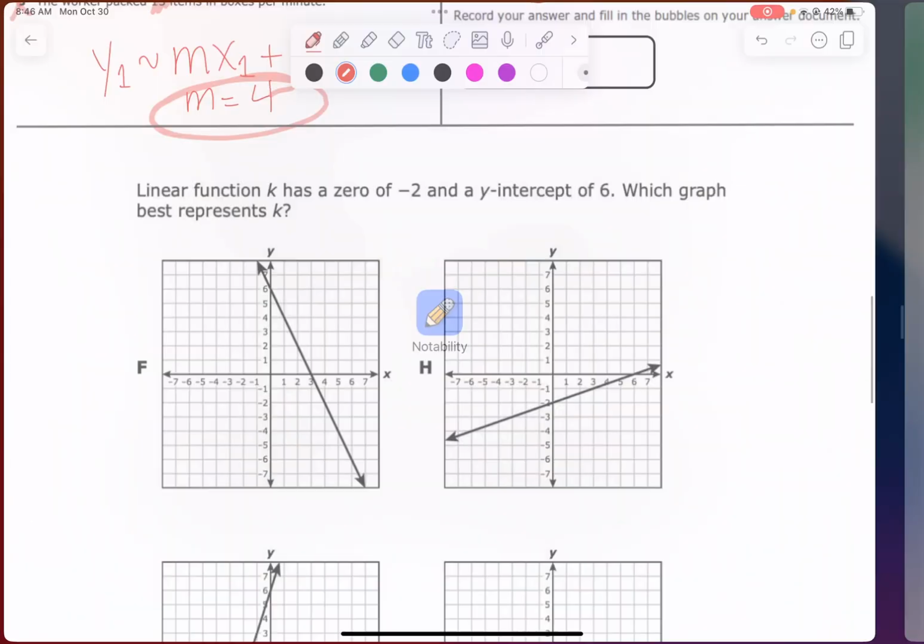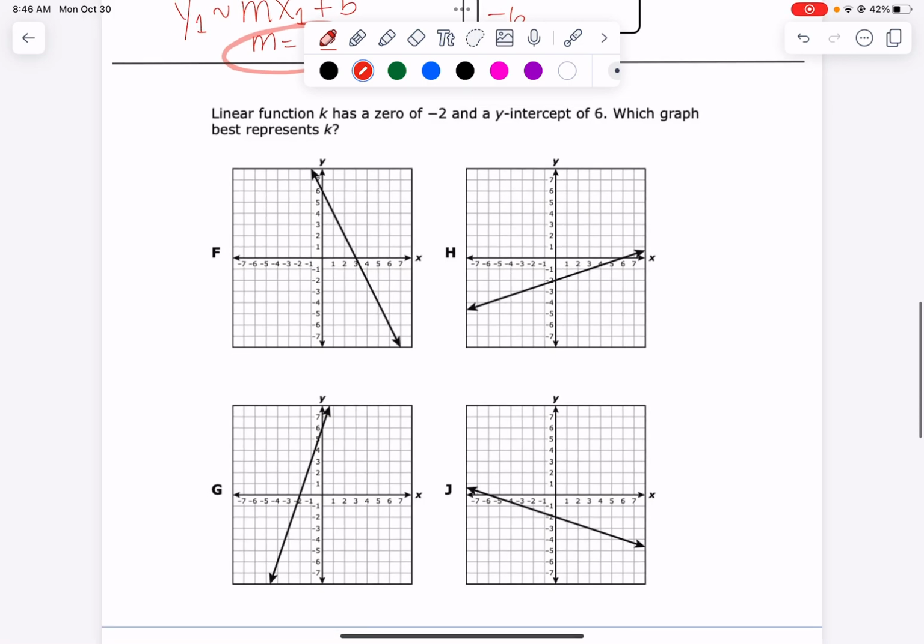So our next one says, linear function k has a 0 of -2 and a y-intercept of 6. Which graph best represents k? So here, let's start with the y-intercept because I already know that word, y-intercept of 6. So I know that's on the y-axis. We're going to highlight every y-axis and check them. So we're looking for 6.